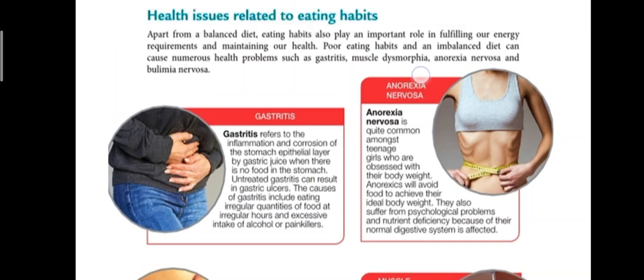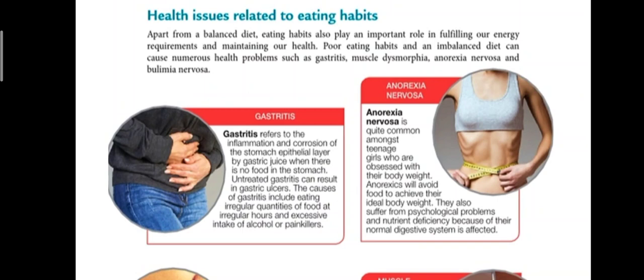Okay, health issue related to eating habits. So kita ada beberapa health issue related to eating habits. The first one is gastritis. Gastritis refers to the inflammation and corrosion of the stomach epithelial by gastric juice when there is no food in the stomach. Okay, so meaning the gastric juice in our stomach is continuously produced.